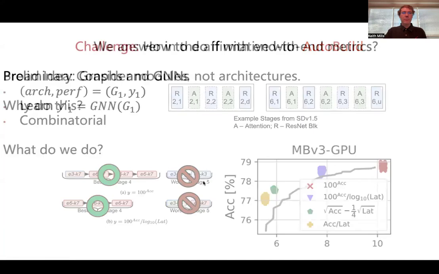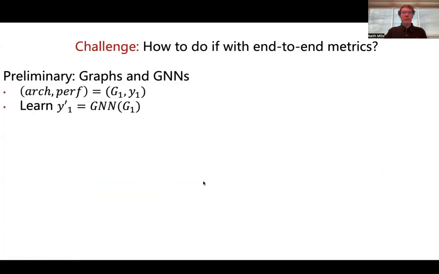However, a challenge is that we do not have labels for individual modules as they exist in combination to form the whole architectures. We do have end-to-end metrics like accuracy or latency for these architectures, though. And so what we do is we cast the architectures as graphs, annotating them with their end-to-end performance, and then we train a GNN predictor to predict that performance.